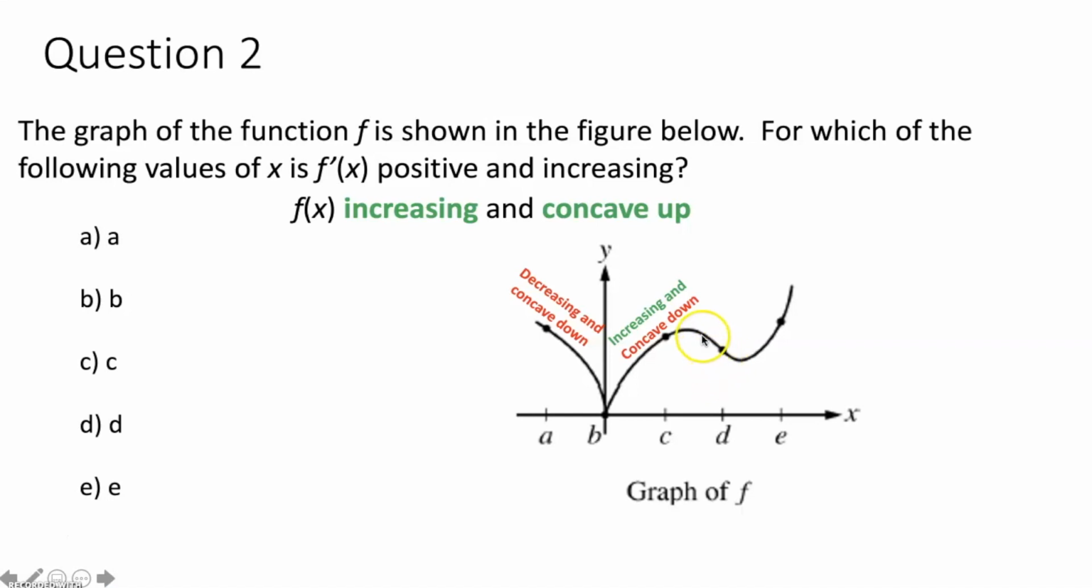At x is equal to d, it looks like our function is decreasing, and it looks like it's changing from concave downward to concave upward, meaning there's going to be an inflection point at x is equal to d. So we are decreasing, and f double prime is 0. Then we look at x is equal to e, and we see that our function is increasing, and the slopes of the lines tangent to the given function are increasing as well, meaning the second derivative is positive, meaning it's concave upward there also. So since we are increasing and concave upward at x is equal to e, we know that f prime has to be positive and increasing at x is equal to e.